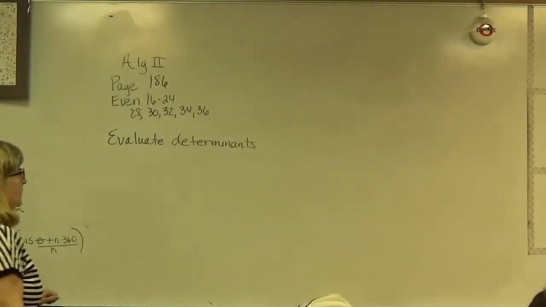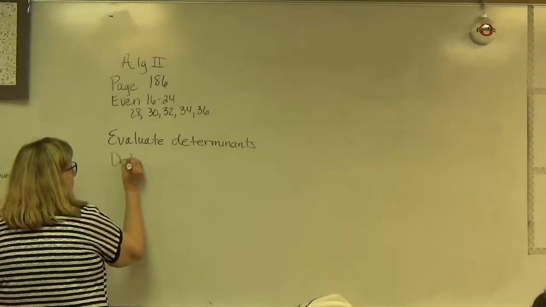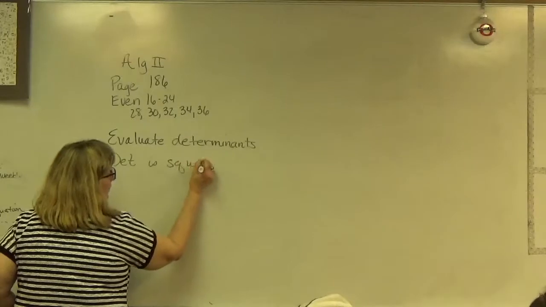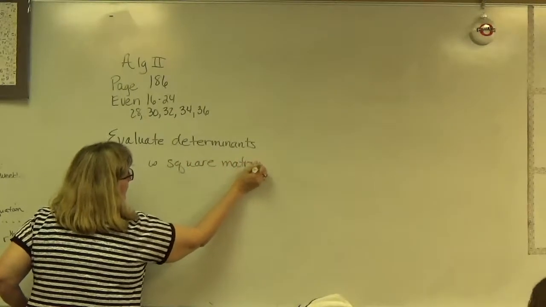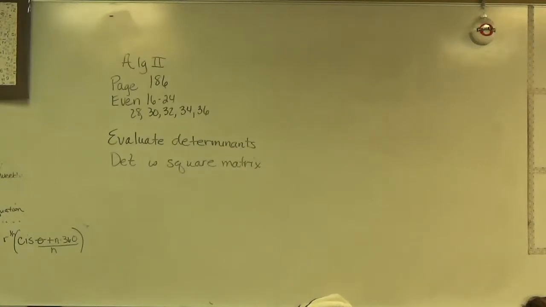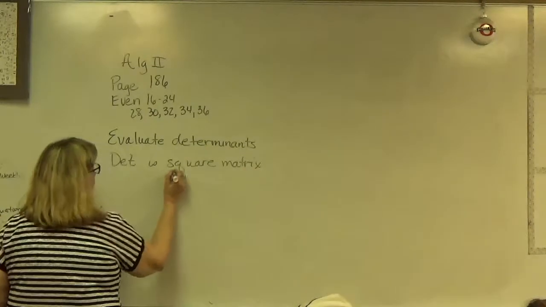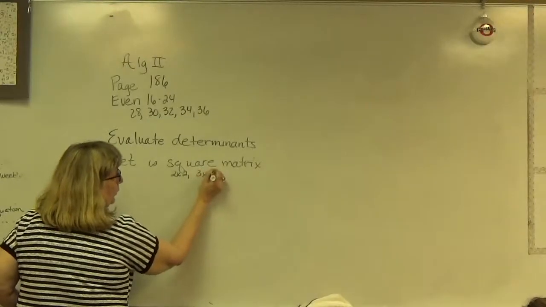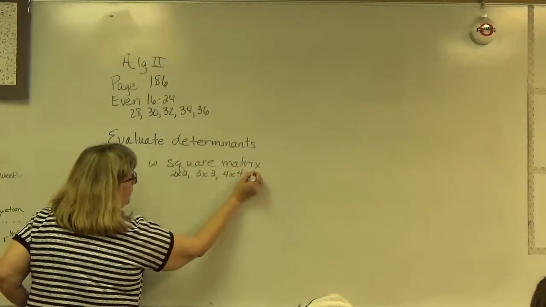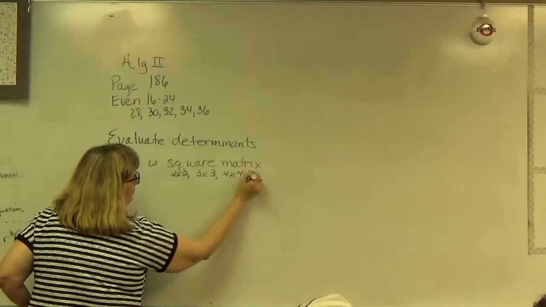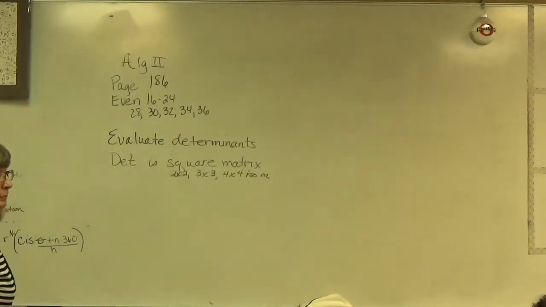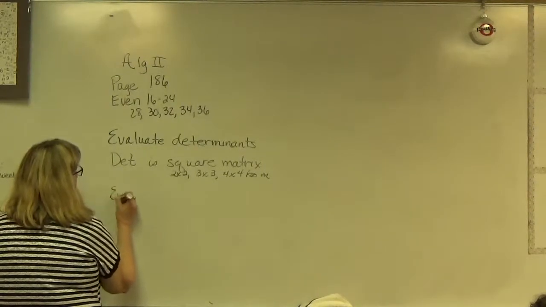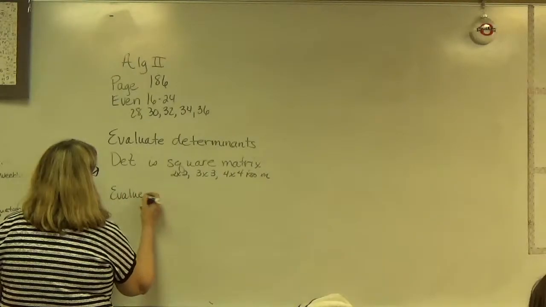Evaluate determinants. A determinant, which I'm going to abbreviate DET, is a square matrix, which means that it has the same number of rows as columns. In other words, a 2 by 2, a 3 by 3, a 4 by 4, and so on. Okay, there is a formula to evaluate a 2 by 2.